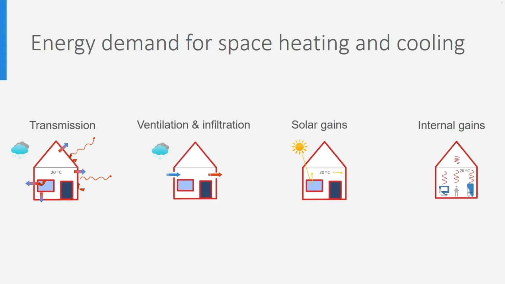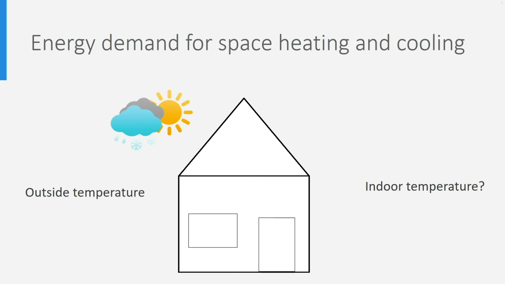Ventilation and infiltration losses or gains are those amounts of heat which flow through the building envelope through air exchange. The heat flows are dependent on building characteristics like air tightness and ventilation openings and the indoor and outdoor conditions. For example, in this video we use two extreme weather conditions: very cold in winter and very warm in summer.